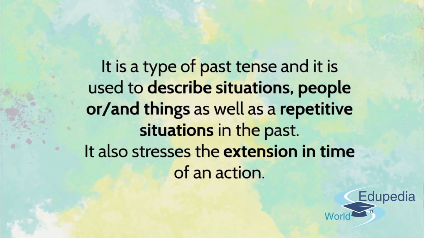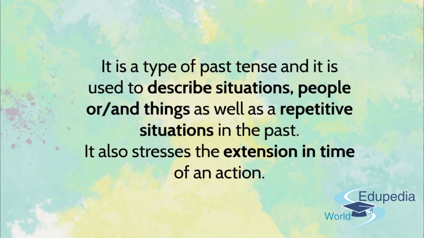¿Qué es el pretérito imperfecto? What is the pretérito imperfecto, imperfect past? Well, it is a type of past tense and it is used to describe situations, people or things, as well as repetitive situations in the past. It also stresses the extension in time of an action, okay? So, the imperfect past is used to describe situations, people and things. That's the first use.